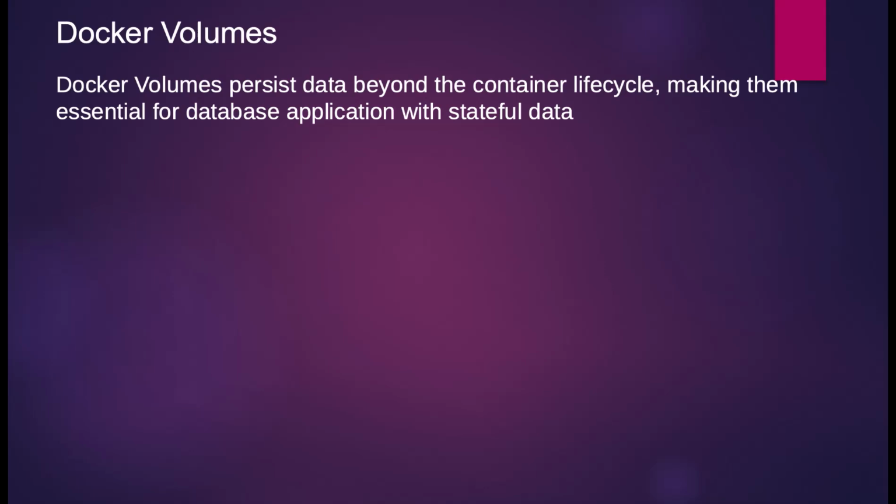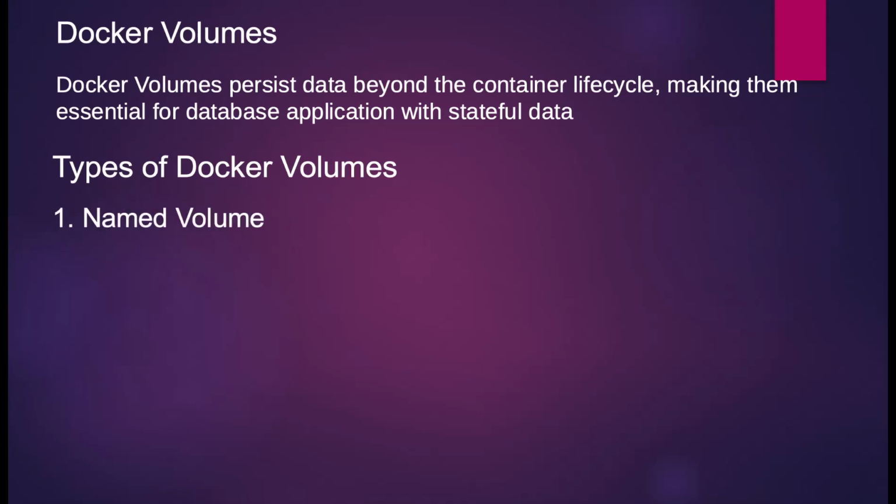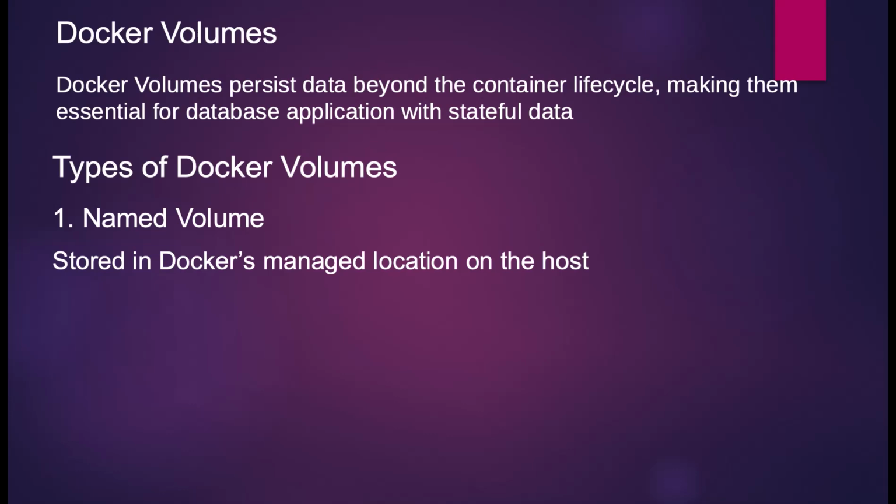So that is why we need Docker volumes to persist data, so that even if the container dies and then restarts, the data will still be there, unless you intentionally delete the volume or the data. So that is the importance of Docker volumes. Let's look at types of Docker volume. The first one is the named volume. A named volume is stored in a Docker-managed location on the host. We will look at the practical section of this when we do the demo.